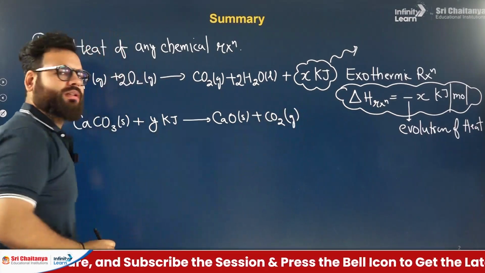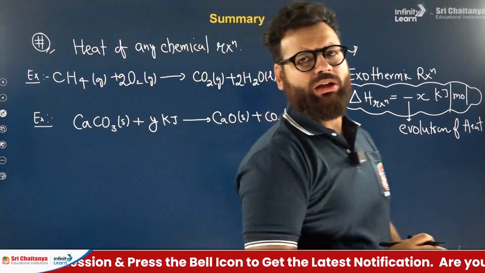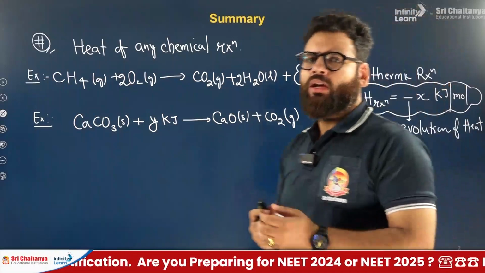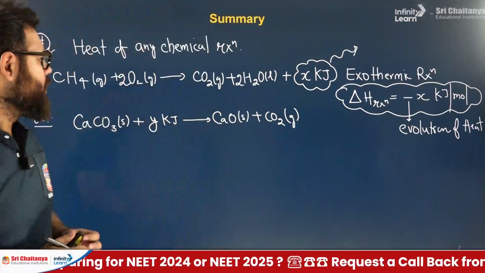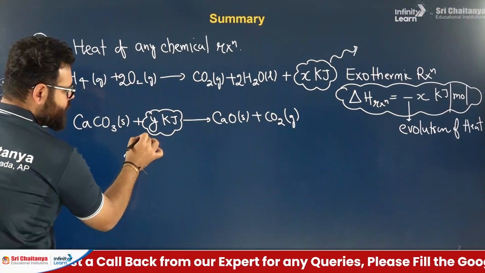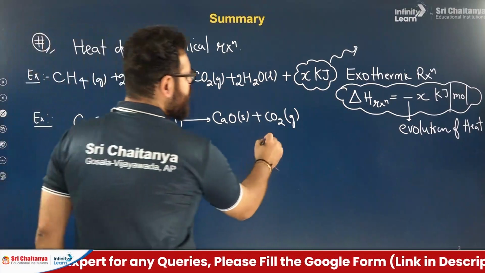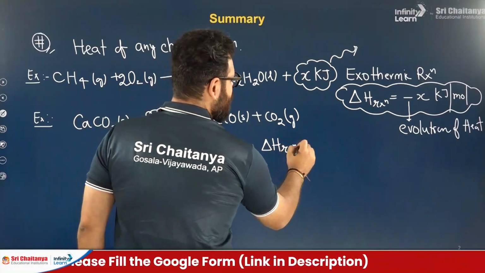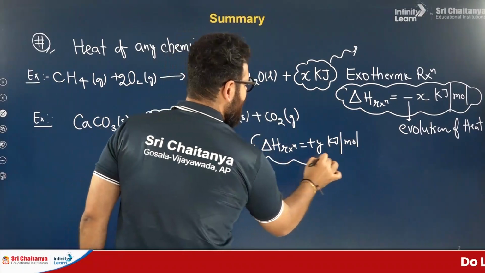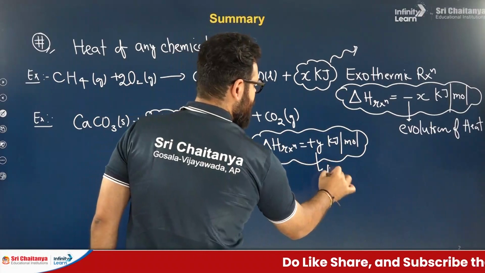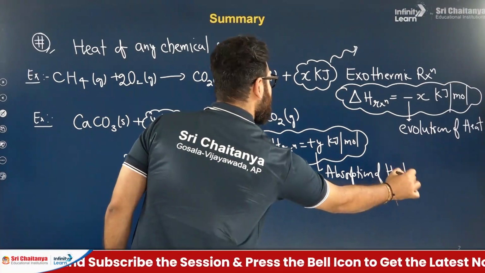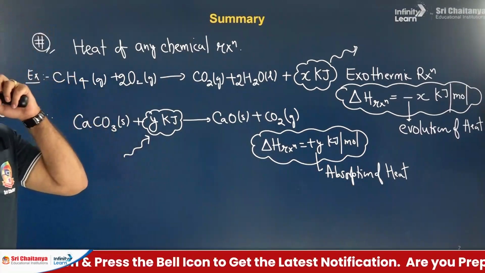Most of the decompositions you must know are endothermic in nature. Most of them, not all of them. Most of the decompositions are endothermic, because to break the bonds, you have to supply energy from outside. So in this case, Y kilojoule is the amount of energy absorbed. It is getting absorbed, so I'll say delta H of this reaction is going to be plus Y kilojoule per mole. Plus represents absorption of heat.